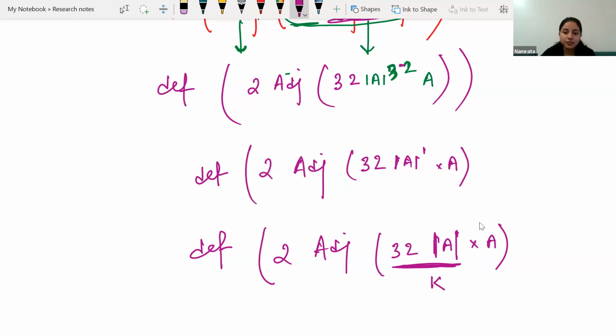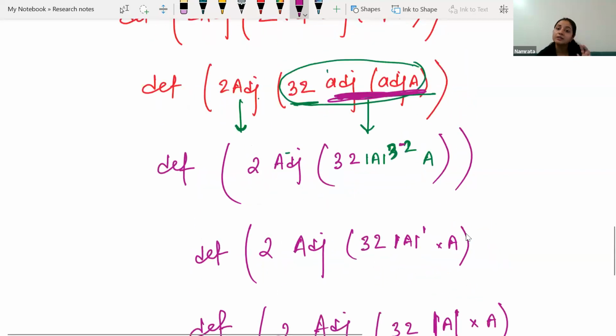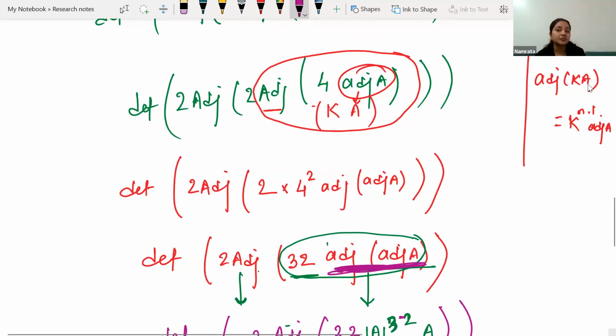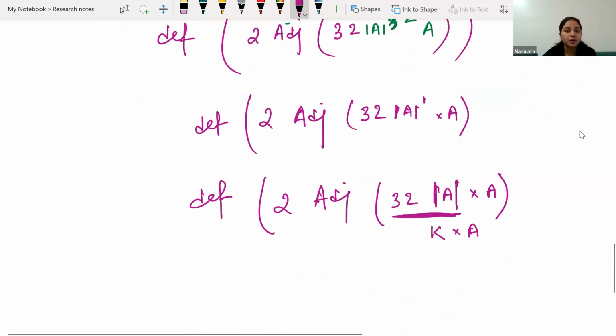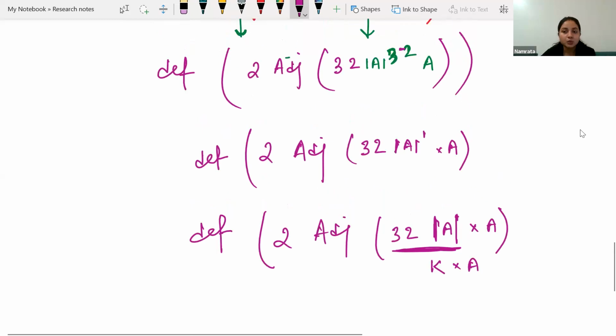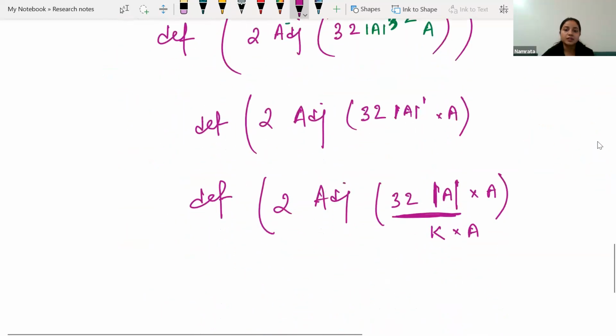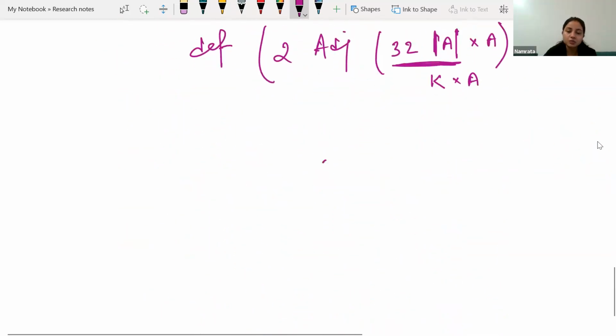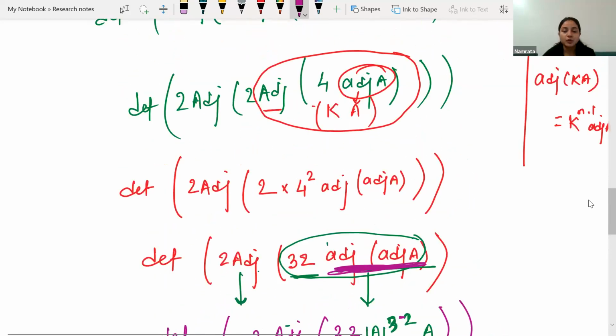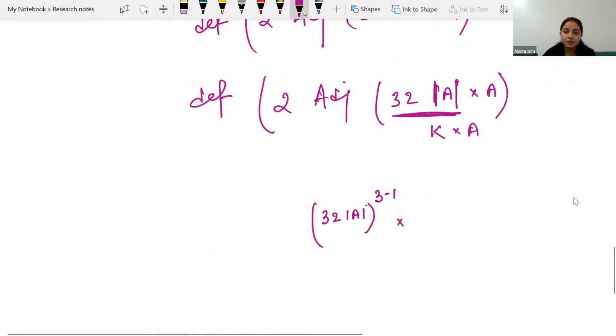Okay, so adjoint of k times A, the formula which we applied in the very beginning, that is adjoint of k into A is equal to k to the power n minus 1 into adjoint A. That formula again we will be applying, k to the power n minus 1 into adjoint A. What is our k? So 32 determinant of A, everything's power n minus 1, that means 3 minus 1, times adjoint A.